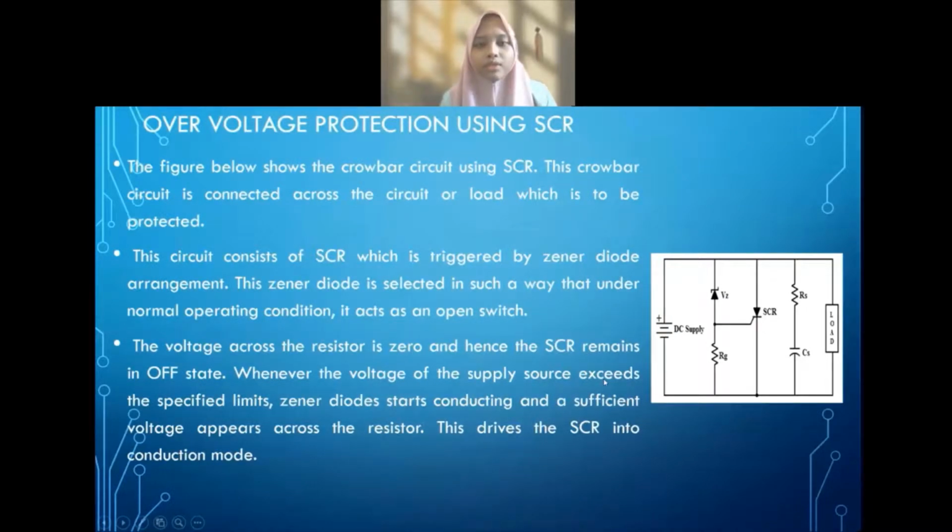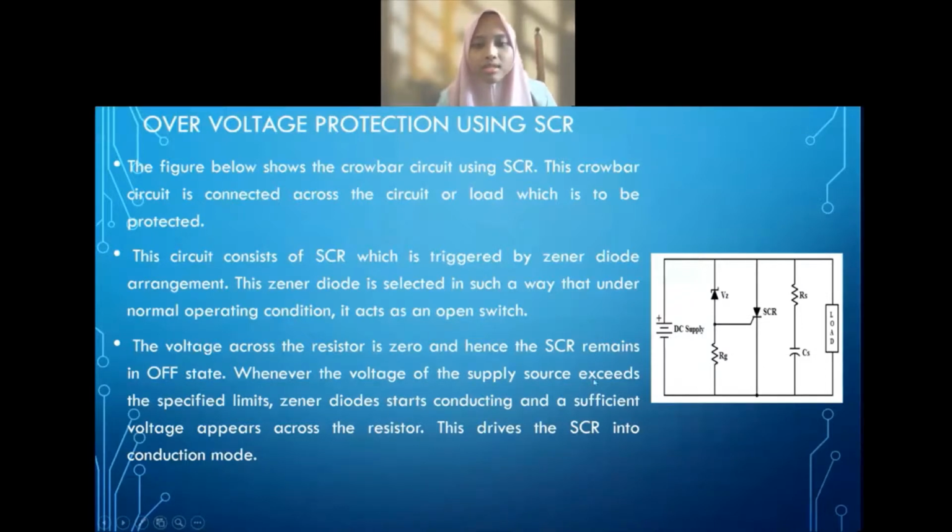Next, I will explain about the overvoltage protection using the SCR. The figure on this slide shows the crowbar circuit using SCR. This crowbar circuit is connected across the circuit or load which is to be protected. The circuit consists of an SCR which is triggered by a Zener diode arrangement. The Zener diode is selected in such a way that under normal operating conditions, it acts as an open switch. The voltage across the resistor is zero, hence the SCR remains in the off state, which means there is no overvoltage.